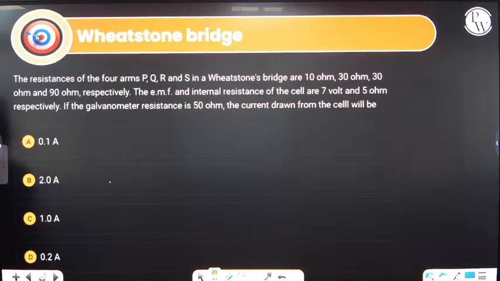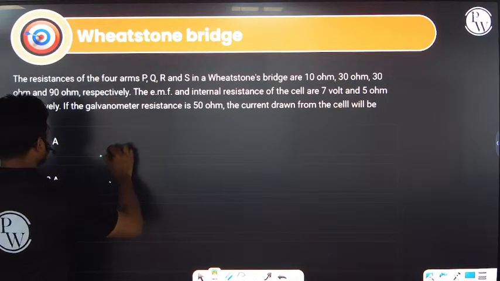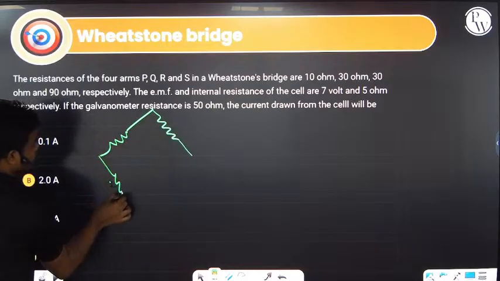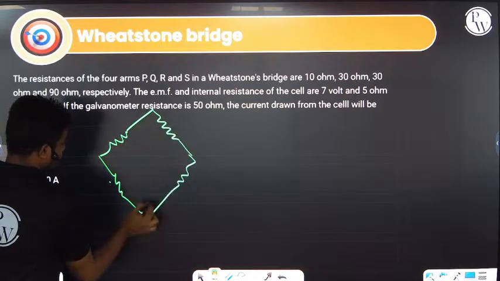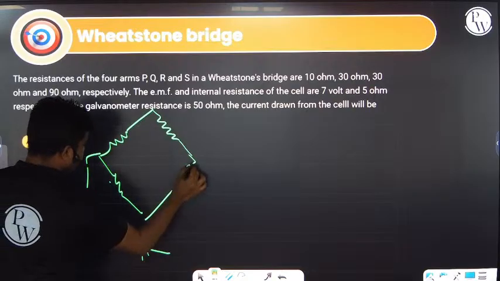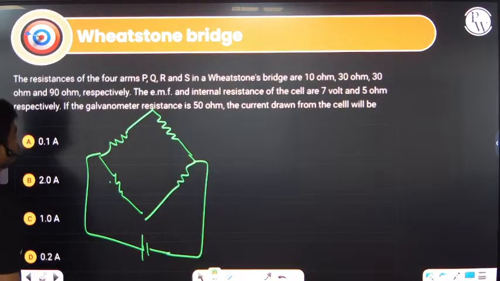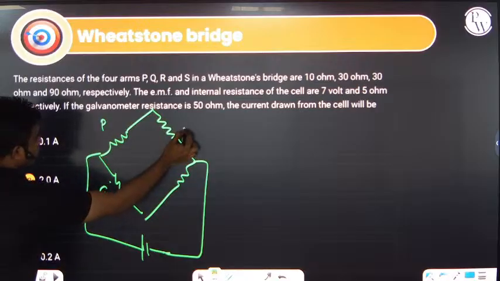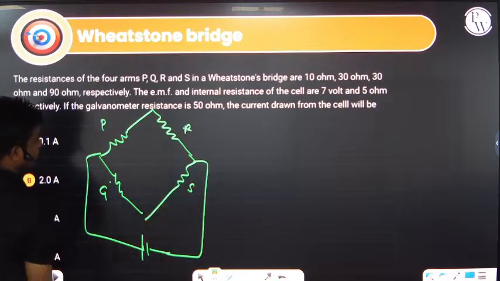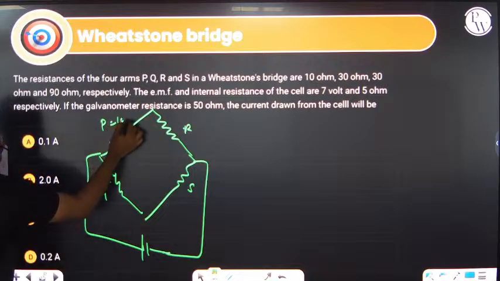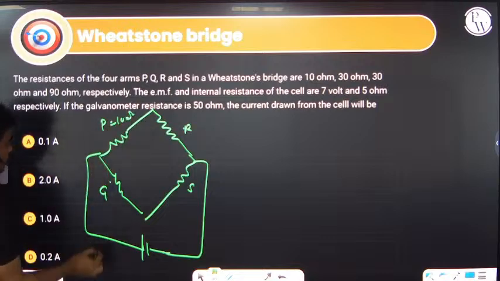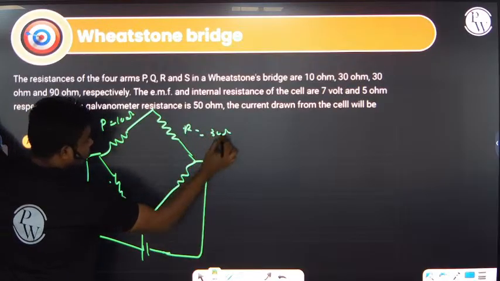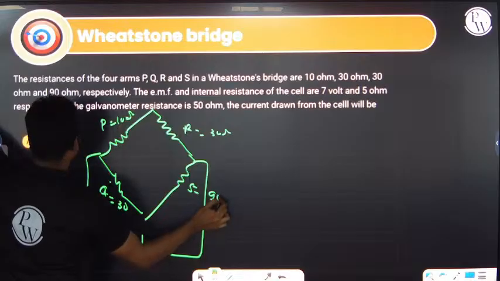So resistance of the 4 arms of P, Q, R, and S in the Wheatstone bridge. This one is P, Q, R. So this one is having how much? 10 ohm as per the given question. This one is also having how much? 30 ohm. This one is having again 30 ohm, and this one is having 90 ohm.